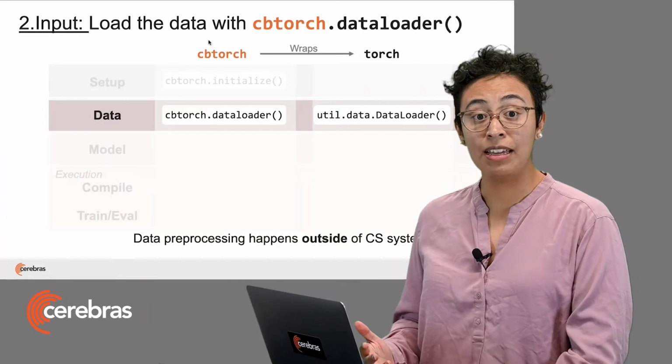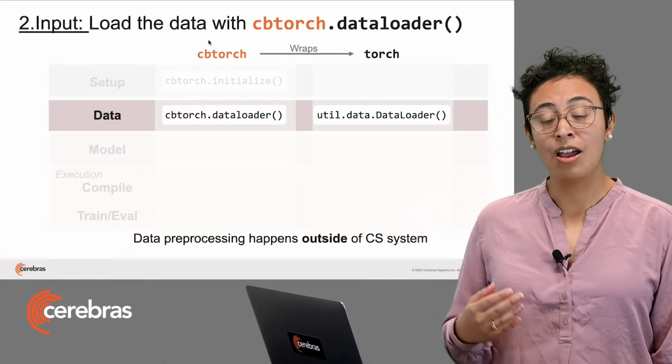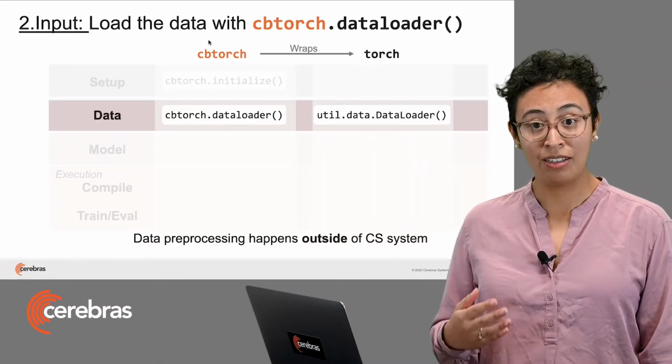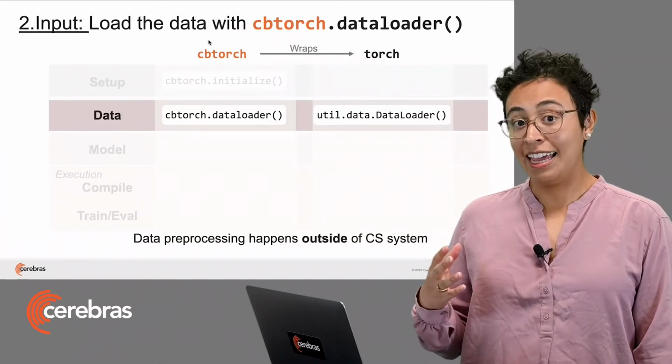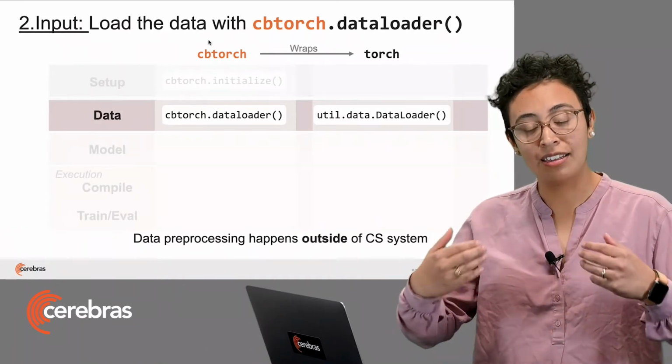The second step is to load the data using CBTorch data loader. This is a wrapper of torch.utils.data.dataloader. Again, what happens inside the data loader is happening outside of the CS system.